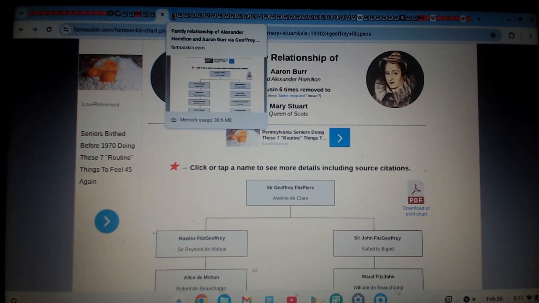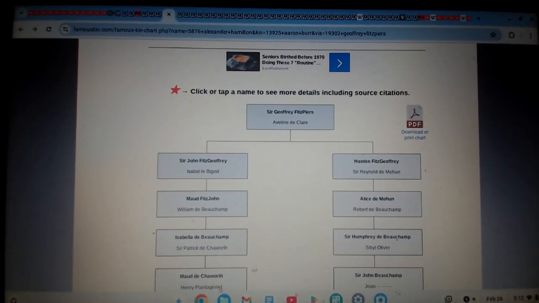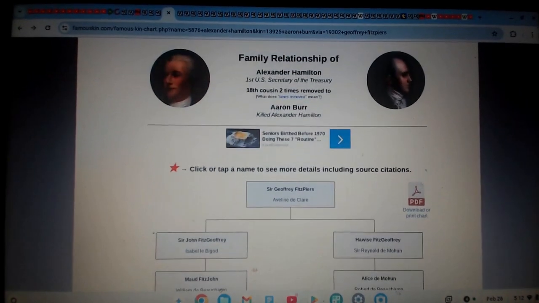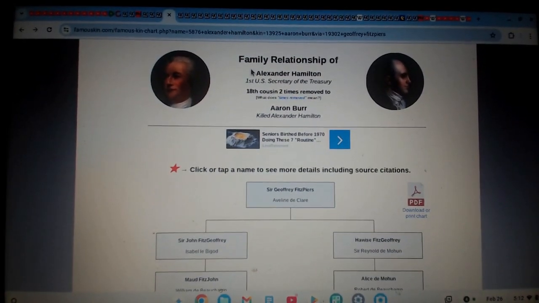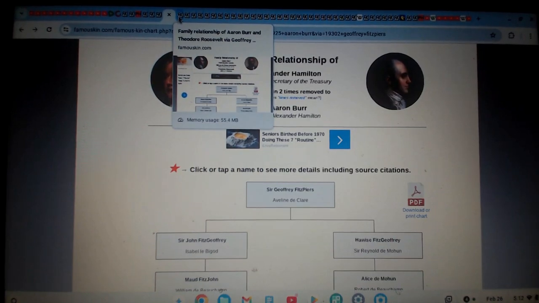And keep in mind, they all have the grandparents of Charlemagne and Robert I, and Sir Geoffrey Fitzpiers, or whatever, Pierce. Oh, who else does? Oh, wow. Also, Alexander Hamilton, who got shot. He also shares these same grandparents, not just the kings, but these parents.